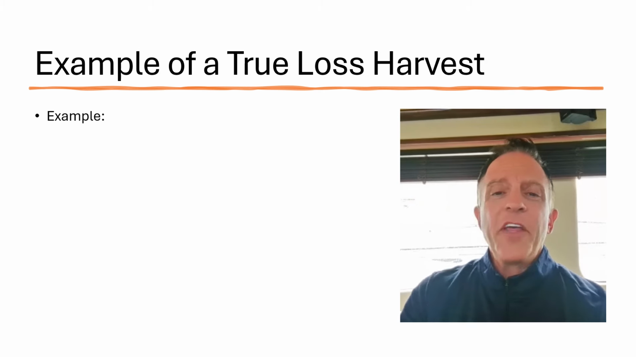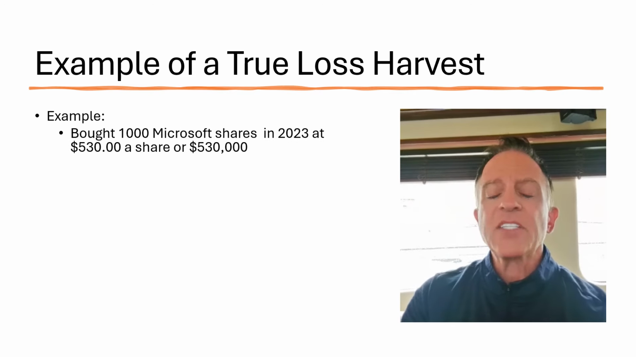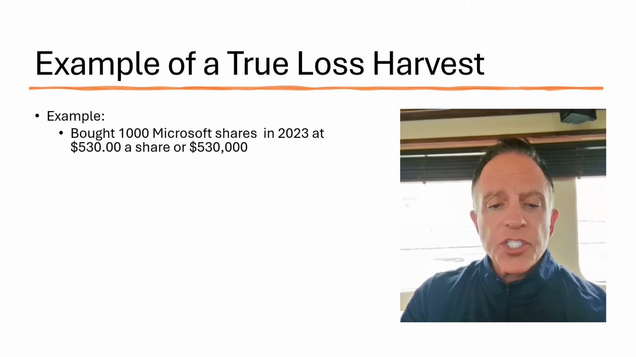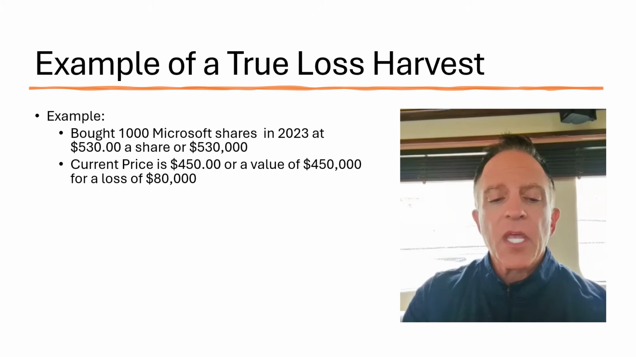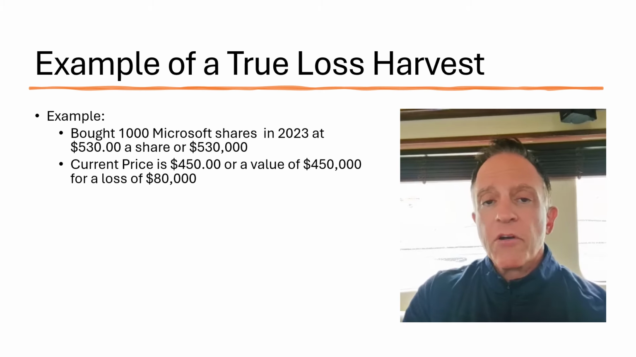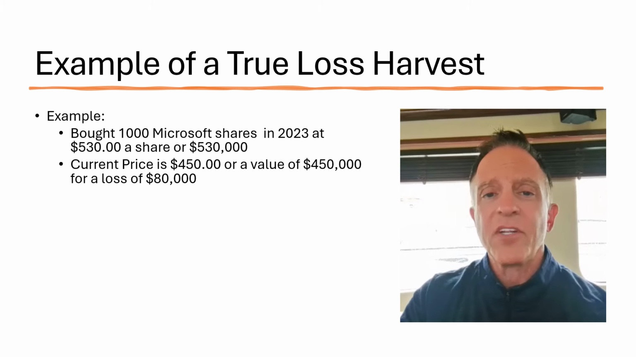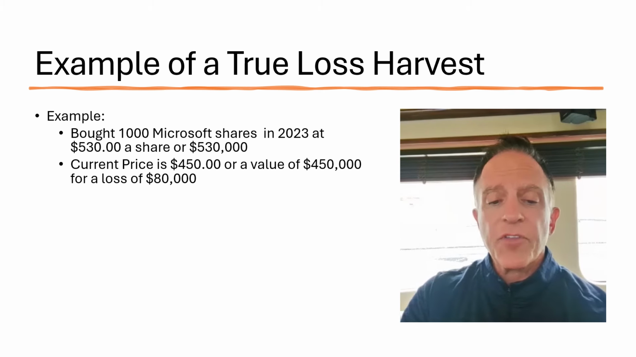A lot of people read into this way too much. Here's the example. Let's say that I bought 1,000 shares of Microsoft in 2023, and I bought it at $530 a share. So that'd be $530,000, right? Let's say today it dropped to 450 bucks. These are examples, obviously the prices aren't accurate. I'm giving you this so you understand it. So now you've got an $80,000 loss, right? Because the share price dropped from 530 down to 450. You've got an $80,000 loss.